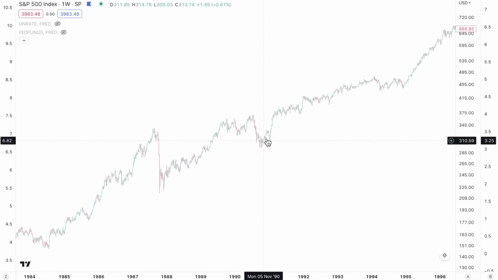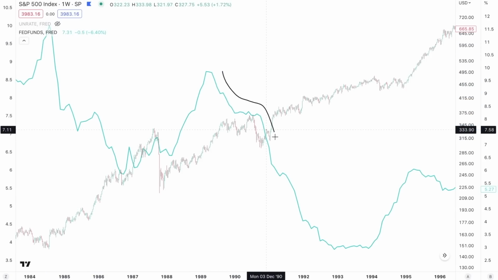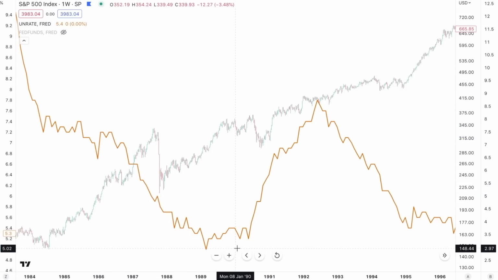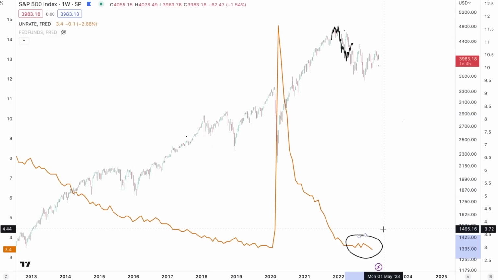And if we look at what the macro environment looked like back then, again, monetary policy, it was easing. The Fed was dovish back here. They were trying to stimulate the economy, and yet the unemployment rate was rising throughout this period. If you look at the actual drawdown in 1990, the unemployment rate was rising throughout that period. So not similar in any way to the bear market that we saw in 2022.